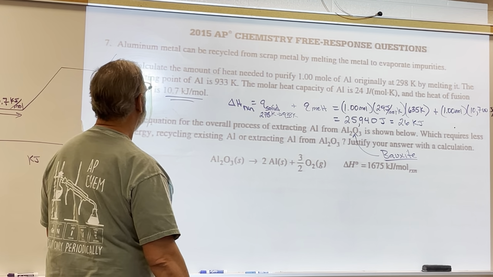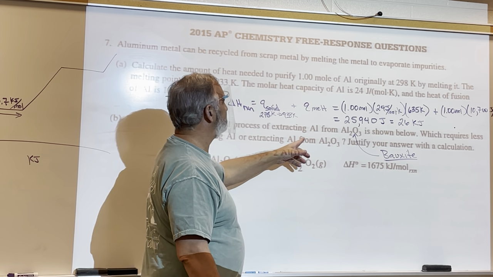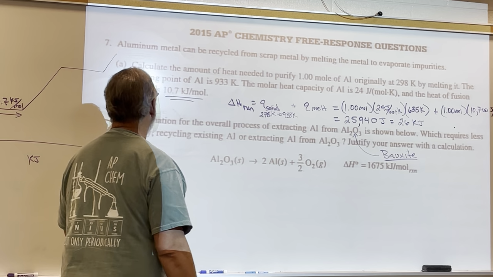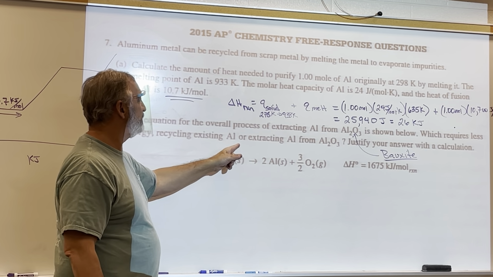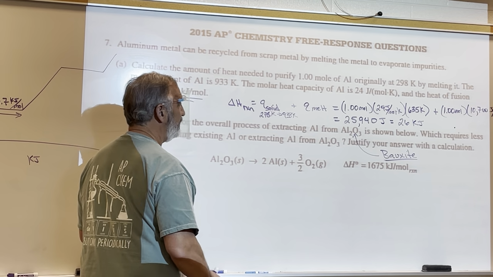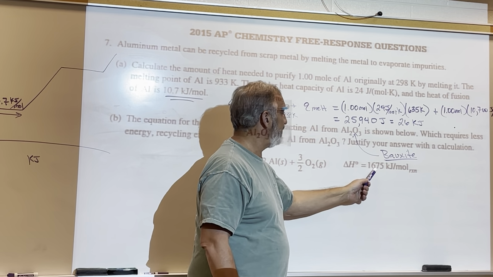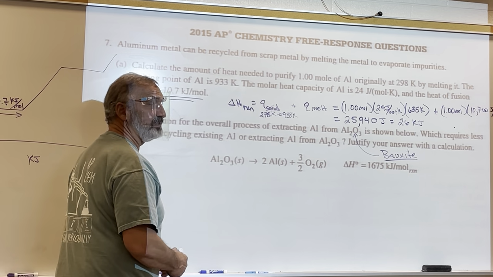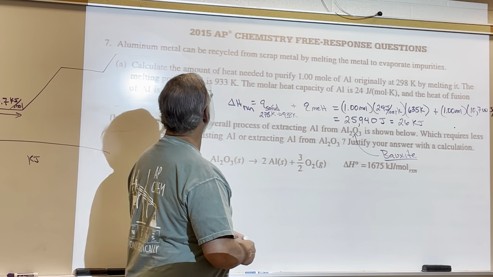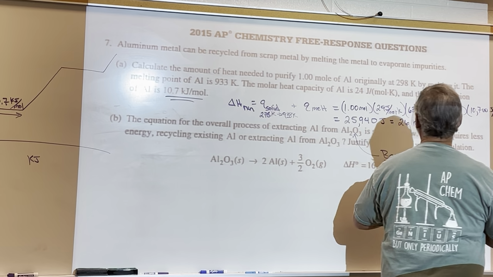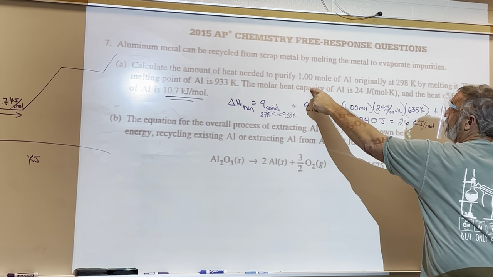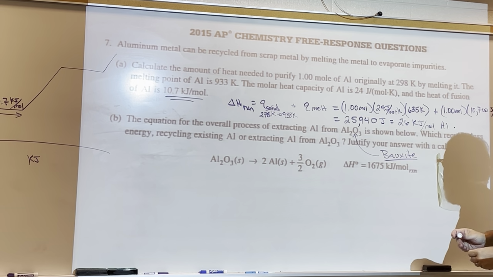All right, but the equation for extracting aluminum from bauxite, that's the name of that mineral, which requires less energy, recycling existing aluminum or extracting aluminum from the Al2O3? Well, we have 1675 kilojoules per mole reaction. This is 26 kilojoules for every mole of aluminum, because we said we had one mole. So that's for one mole.